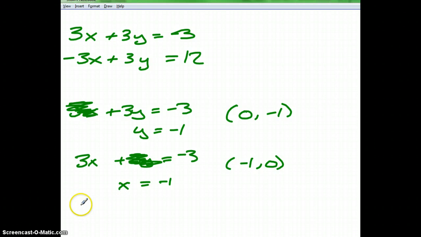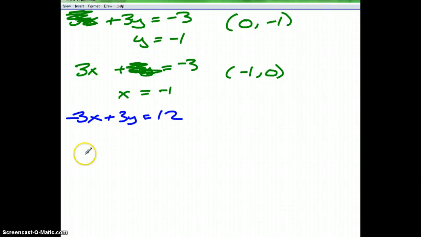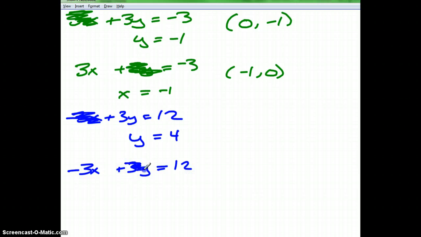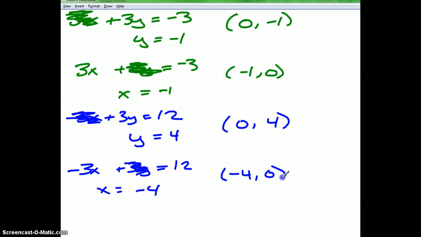Okay, the other line was negative 3x plus 3y equals 12. Let's find the intercepts here. To find the y-intercept, I plug in 0 for x. Divide by 3. y equals 12 divided by 3, which is 4. To find the x-intercept, plug in 0 for y. Divide both sides by negative 3. So x is equal to negative 4. So this would be the intercept where x was 0, y is 4. That's the y-intercept. And the x-intercept is x is negative 4 when y is 0. So a little bit more practice there in solving by intercepts.